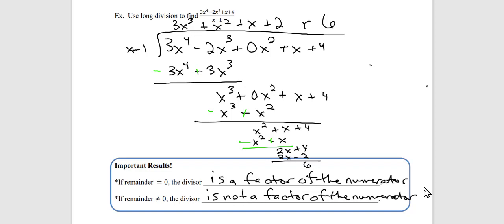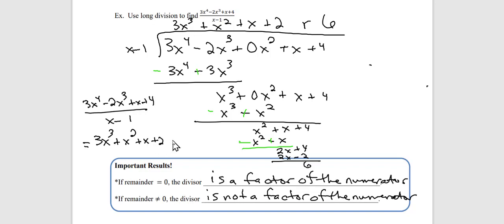Okay, I do want to try to write here this 3x to the 4th minus 2x cubed plus x plus 4 divided by x minus 1. I want to write this result here. From what we have up here, it is 3x to the third plus x squared plus x plus 2. The question becomes, what do we do with that 6? And the answer is that 6 has not yet been divided by x minus 1. We haven't done any work on it. So it has to be written as 6 over x minus 1.